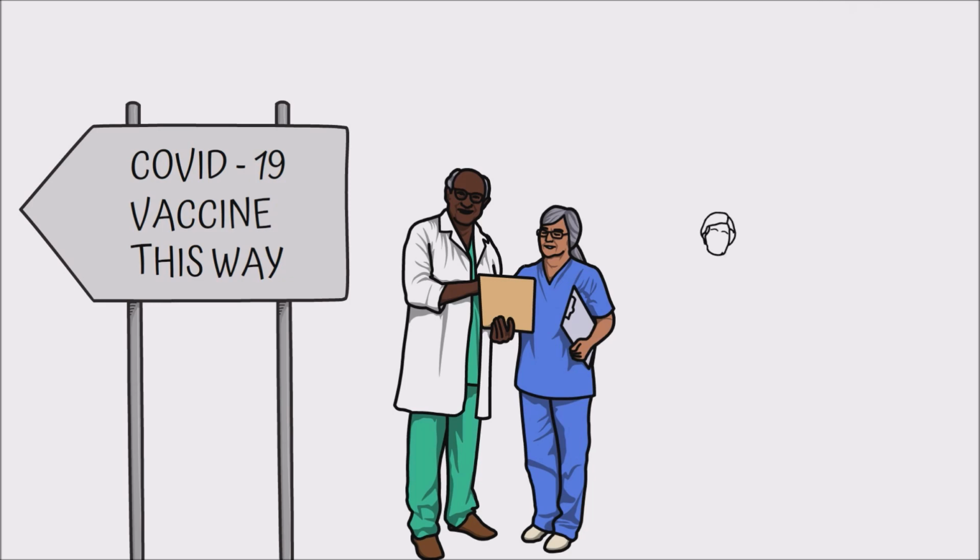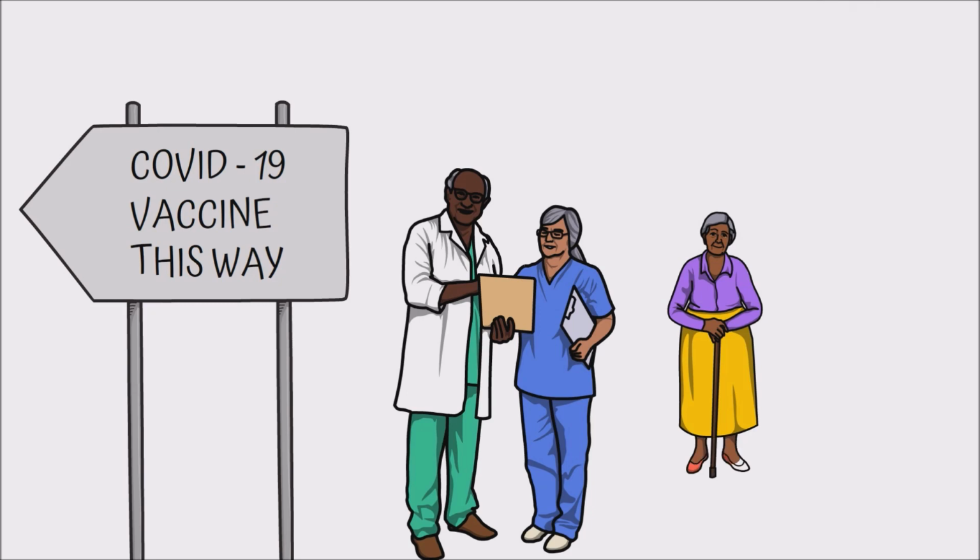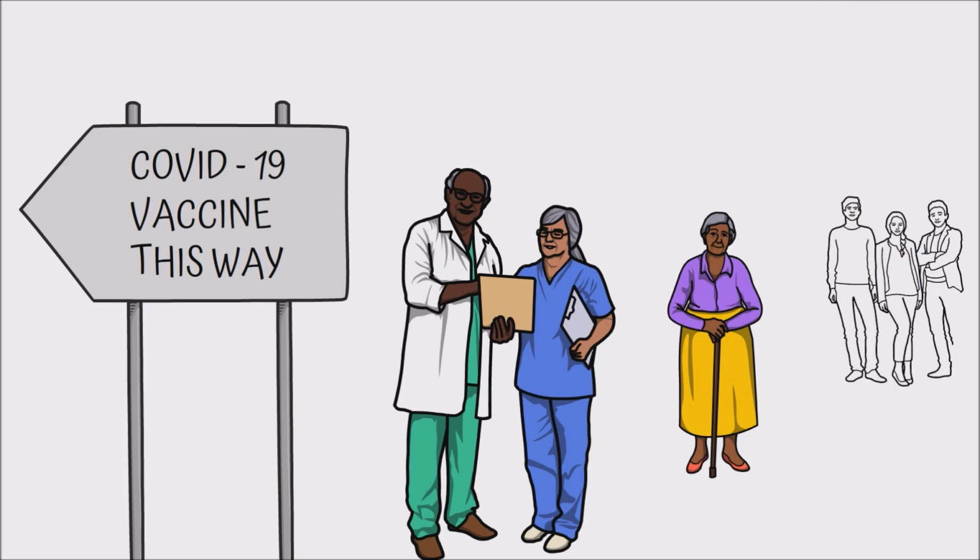Then come senior citizens. They are considered to be high risk, so they would get the vaccine next. And then finally, other people like teachers, students, and the rest of the country can line up for their vaccination. So you see, there is some type of order.